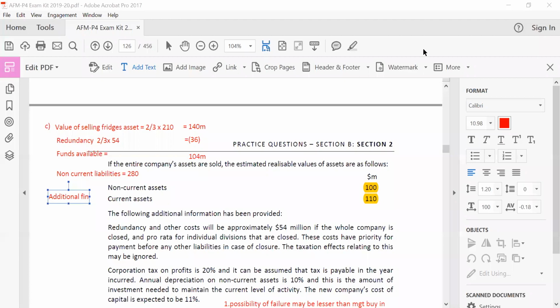It's really sad. So I was saying that at the moment we have funds available of 104. Meanwhile, the liabilities were 280, which we don't have. We only have 104. So we say that additional finance is needed. The additional finance needed will be 280 minus 104. We have generated money of only 104.